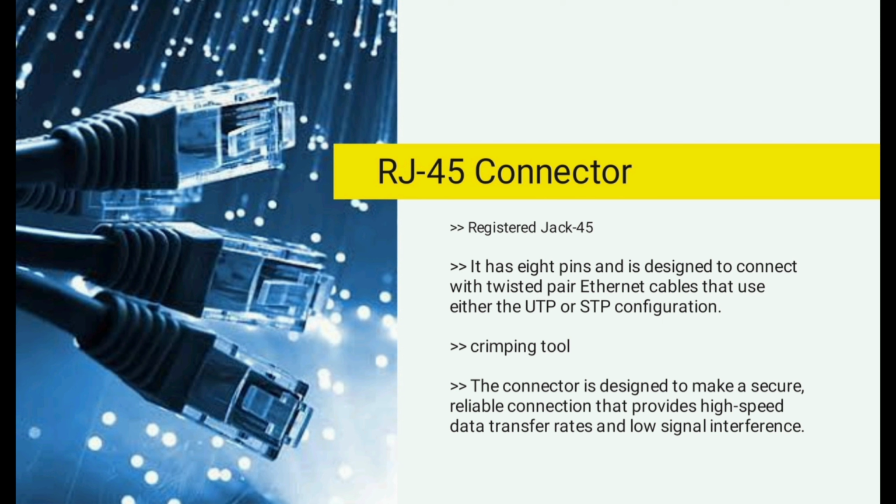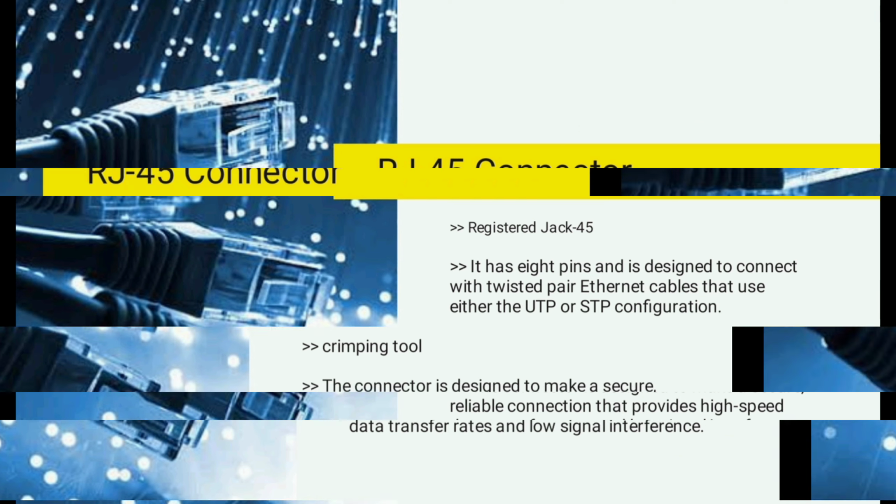Once the RJ45 connector is attached to the Ethernet cable, it can be plugged into a network device such as a switch or a computer's Ethernet port. The connector is designed to make a secure, reliable connection that provides high-speed data transfer rates and low signal interference.